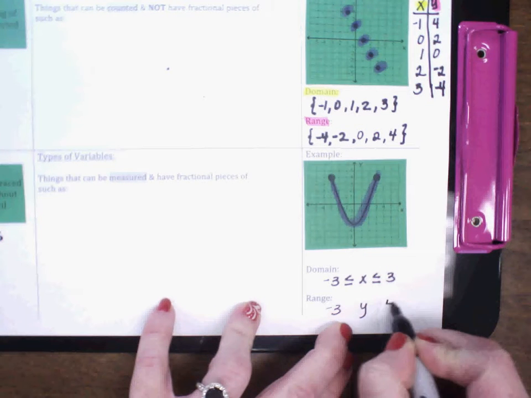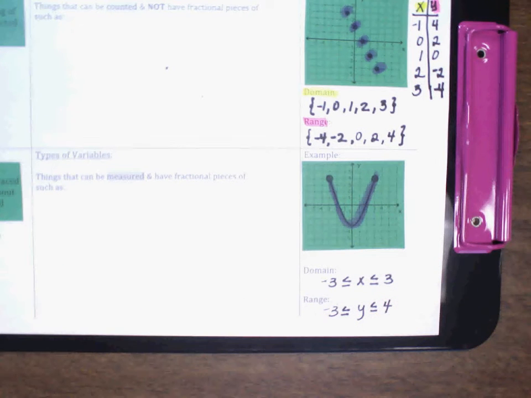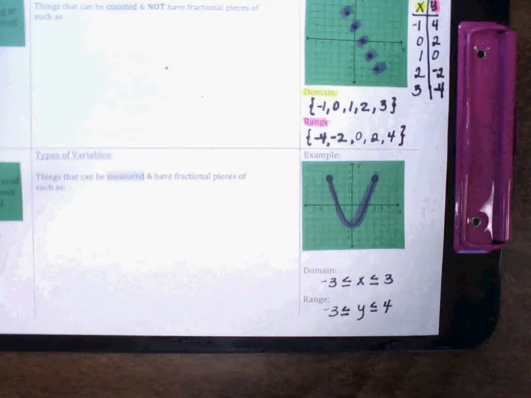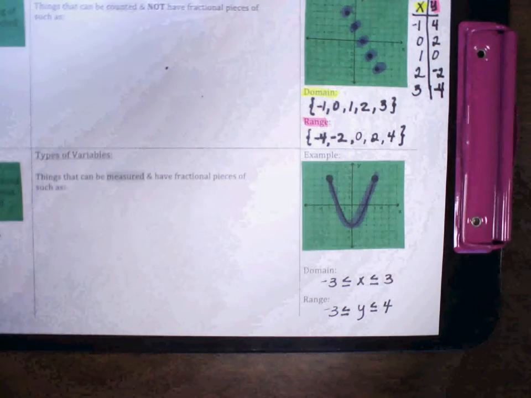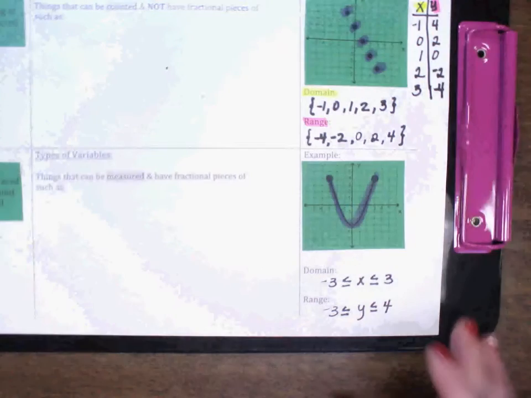What about the range? Can I restrain on both sides? Yes, I can, right? Because it stops. From what to what? From negative 3 to positive 4. So negative 3 is less than or equal to y, which is less than or equal to positive 4.